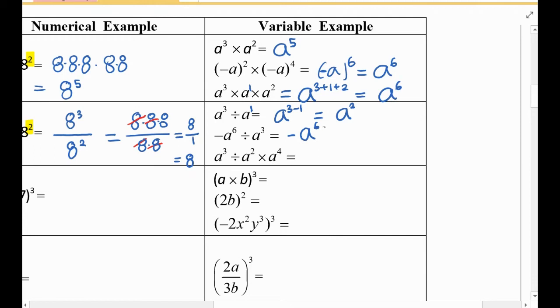Division, subtraction, minus 3. And that will be negative a to the power of 3. Okay, next, a to the power of 3 minus 2, and you have multiplication plus 4. So when you have division, you subtract. When you have multiplication, you add. That will be a to the power of 5.